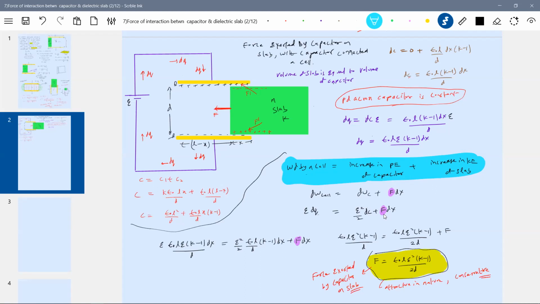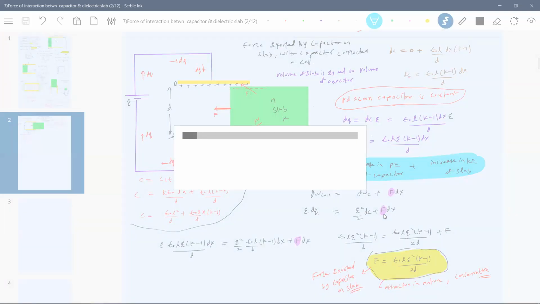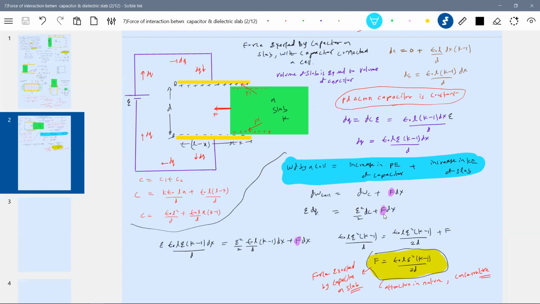Sir, is it independent of x? Compare with the previous one. For an isolated charged capacitor, if you bring a slab, the force was a function of distance. Here it's independent of x, whether x equals L by 3, L by 4, or L by 2. The force will be a constant. And it's an attractive force. The capacitor will pull that slab in between the plates. What about the heat generated? Very clearly, half of the work done by the cell will be in the capacitor, and the remaining will be converted into kinetic energy of the slab. So heat generated in the process will be 0. So no heat is generated.